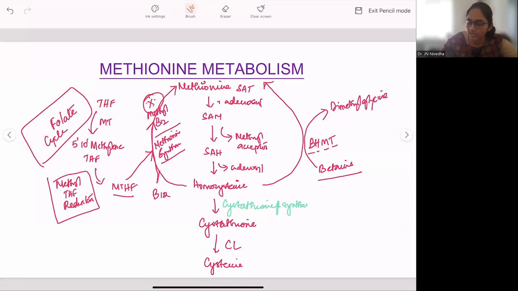And homocysteine is converted to cystathionine, and cystathionine to cysteine, is one more pathway. This pathway is called the transsulfuration reaction, the transsulfuration pathway.